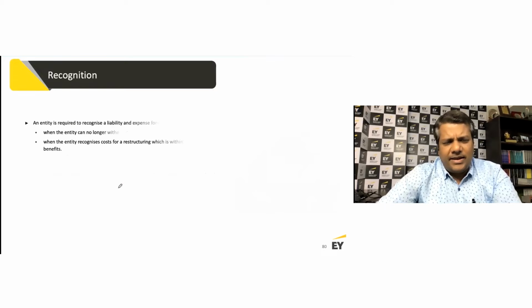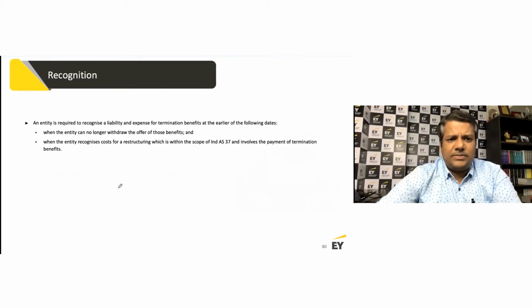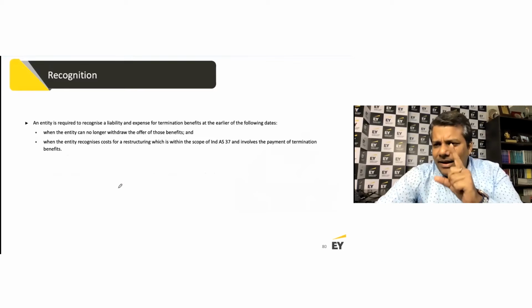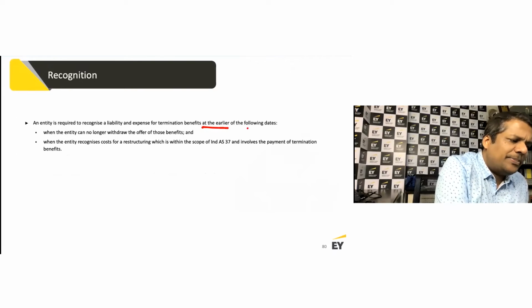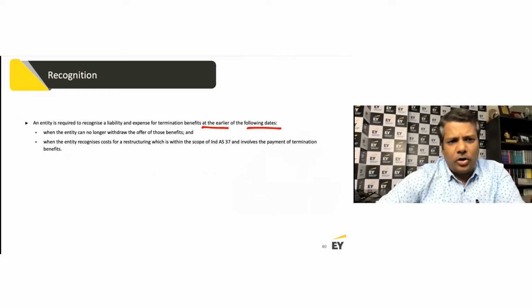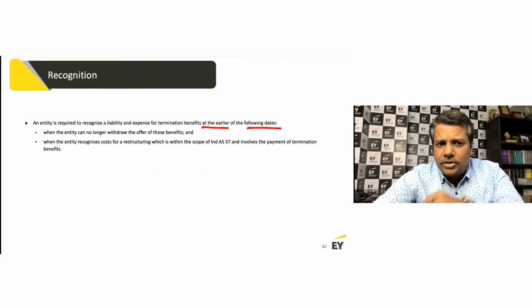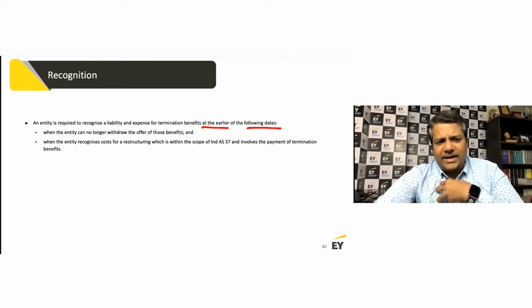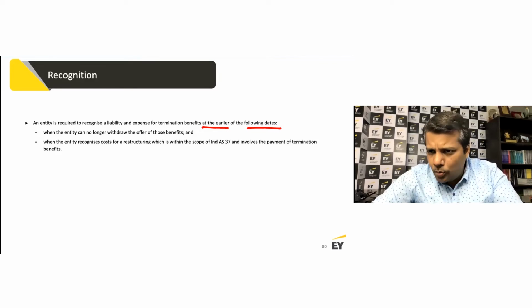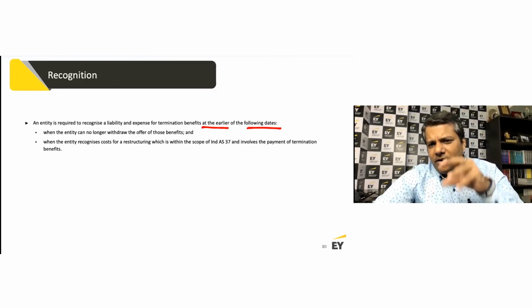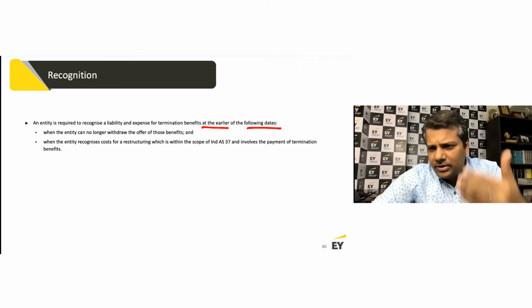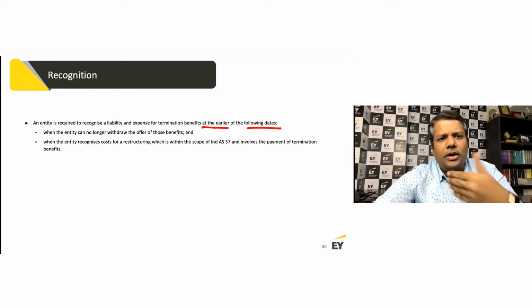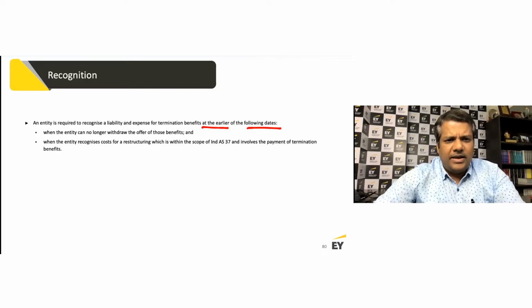So looking at the recognition, you have to record a liability and expense for termination benefit at the earlier of the following dates. I think this is important, this is a principle. So at the earlier of the following dates: when the entity can no longer withdraw the offer of those benefits, and when the entity recognizes cost for a restructuring which is within the scope of Ind AS 37 and involves the payment of termination benefit. When you have made a commitment and you can't withdraw it, then you have to record the cost. Or, if you're recording a restructuring cost as per the scope of Ind AS 37 and it requires payment of termination, then you need to record this.